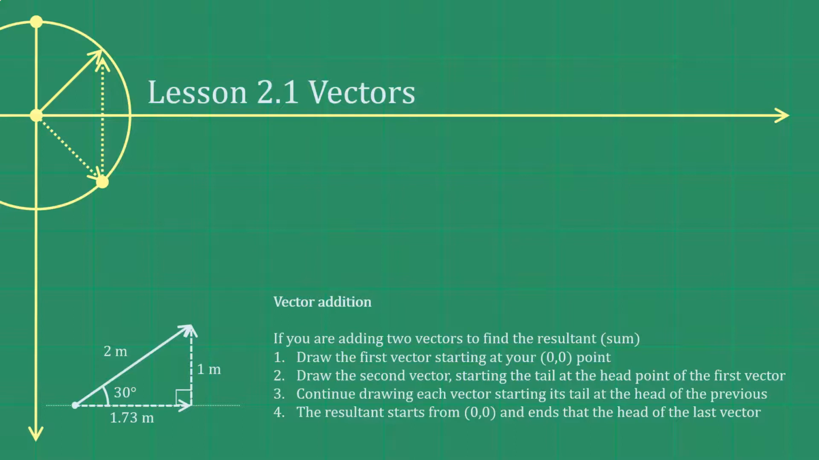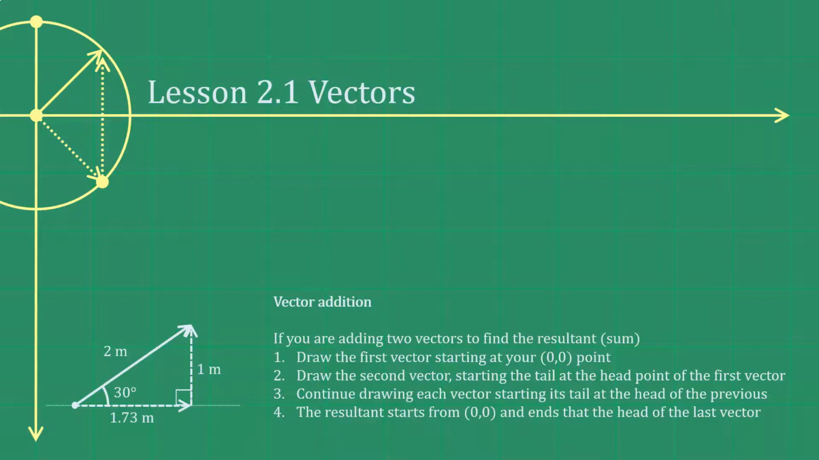Another important point about vector math is that it is commutative, as we mentioned before. What does that mean? That means that I can add together my addend vectors in any order to get my resultant vector. So here, again, I have this 1.73 meter vector at 0 degrees, or to the right, and a 1 meter vector at 90 degrees, or straight up, add together to make a 2 meter vector at 30 degrees.